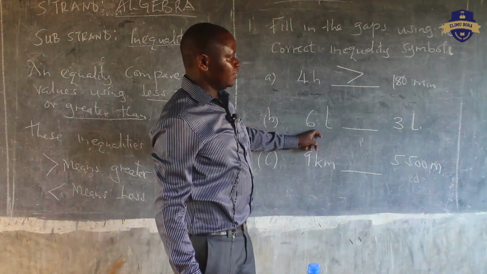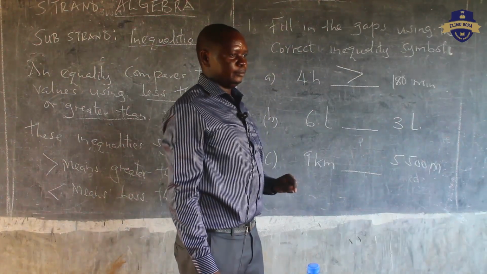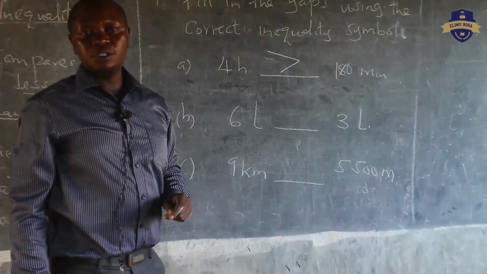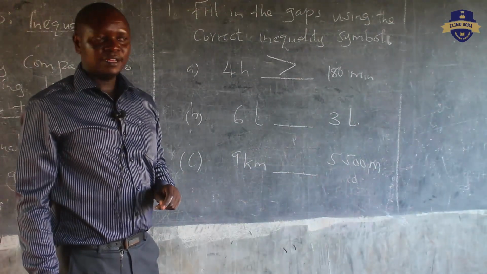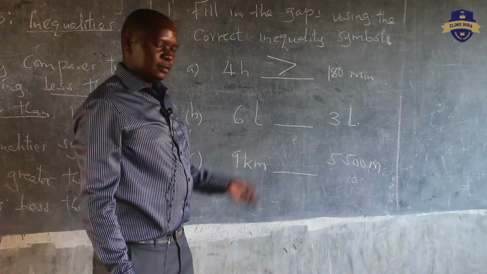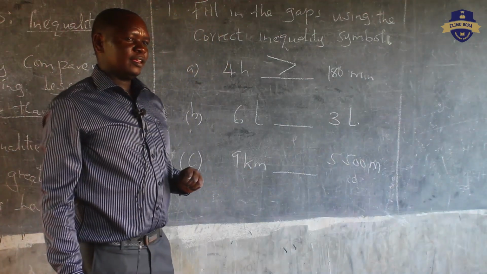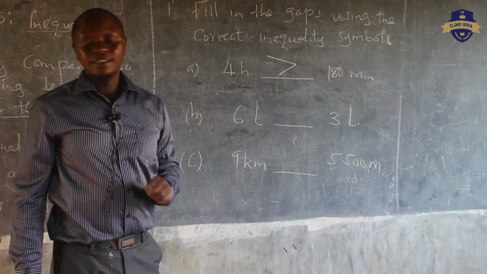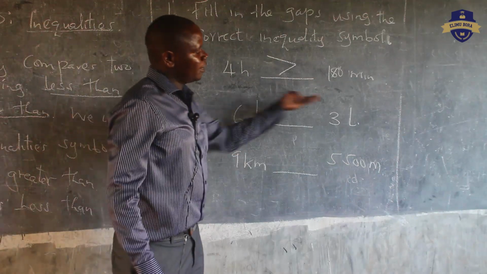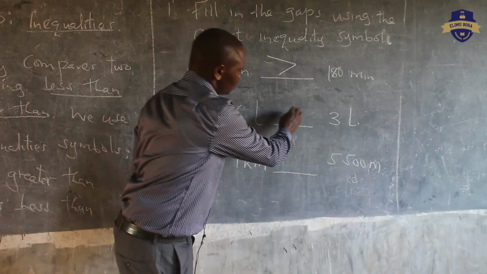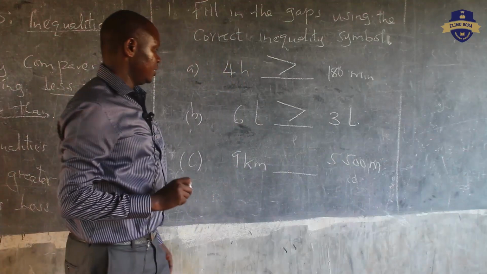Next one, we have 6 liters and 3 liters. Which sign are you going to use? Which sign? Greater than. 6 liters is more than 3 liters. So this one you are also going to use the greater than.